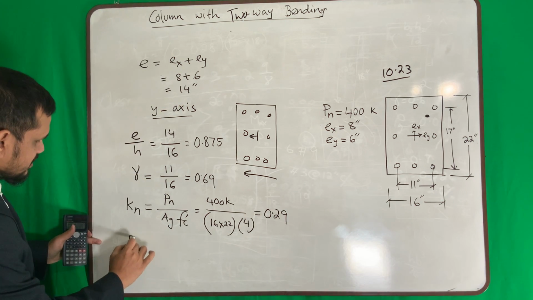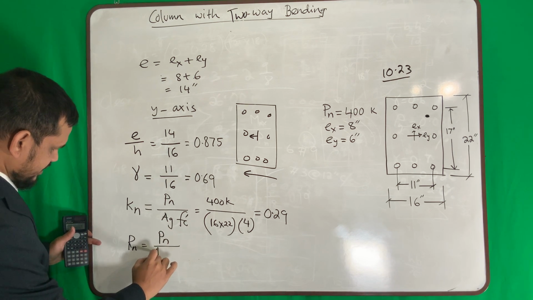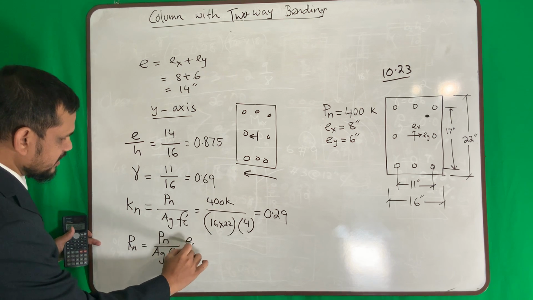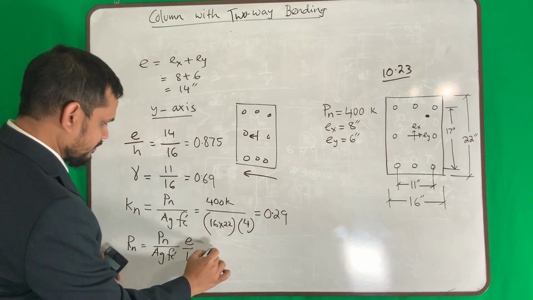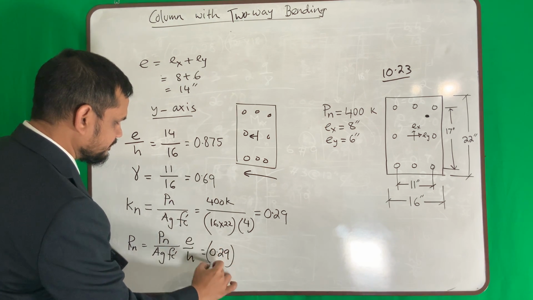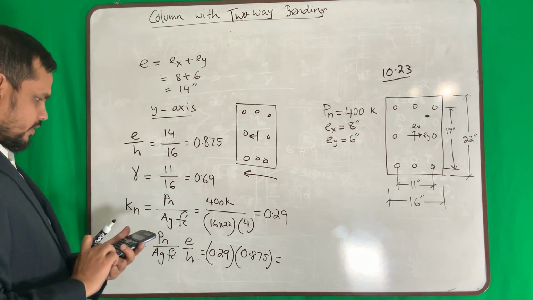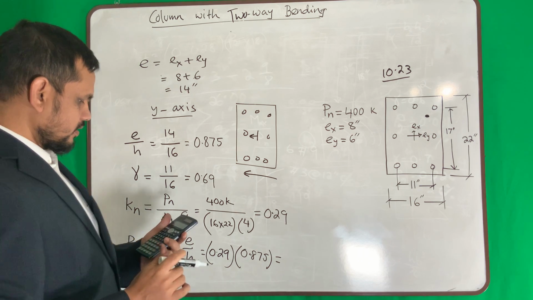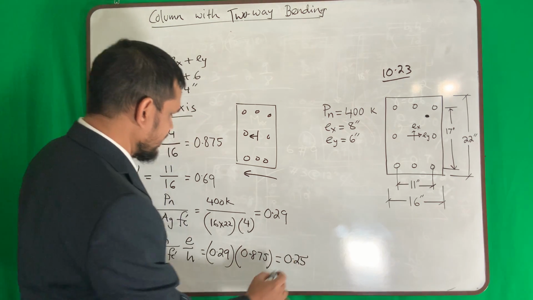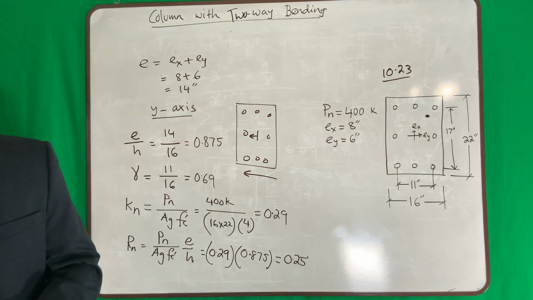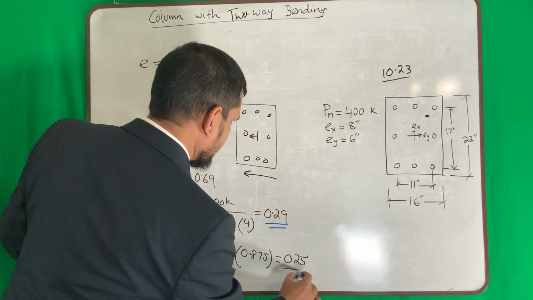Then what is my Rn? Rn is Kn times f'c times e by h. So it will be simply this times this, 0.29 times 0.875, I got 0.25. So we got two numbers. So Kn 0.29, Rn 0.25.